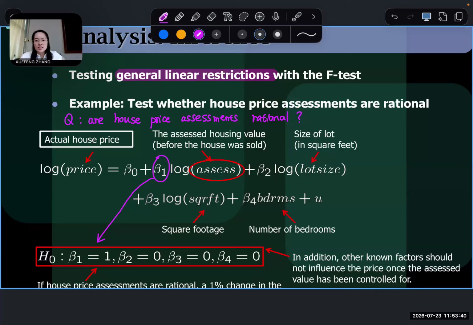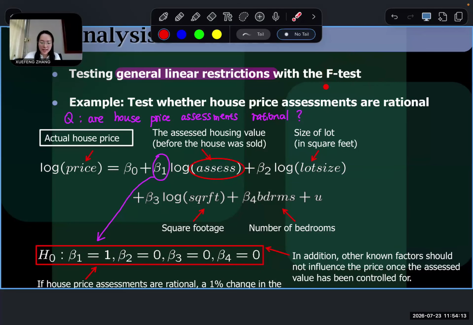And once you know the assessed value, other characteristics like lot size, square footage, bedrooms shouldn't add any extra information about price, because it's about the assessment of the house. So our hypothesis is beta 1 equals 1 and beta 2, beta 3, beta 4 are 0, right? This means we can use the F test to test this as well. Before, I showed you the F test where all of the betas equal 0. But right now, we can use it for this general case. Any restriction you want to test, okay?